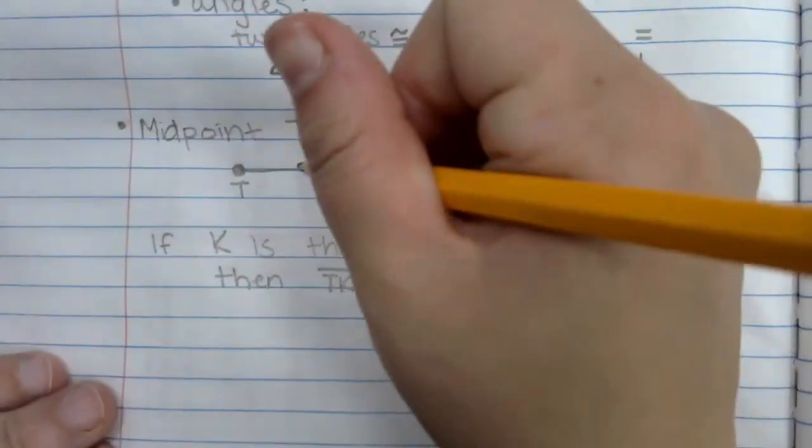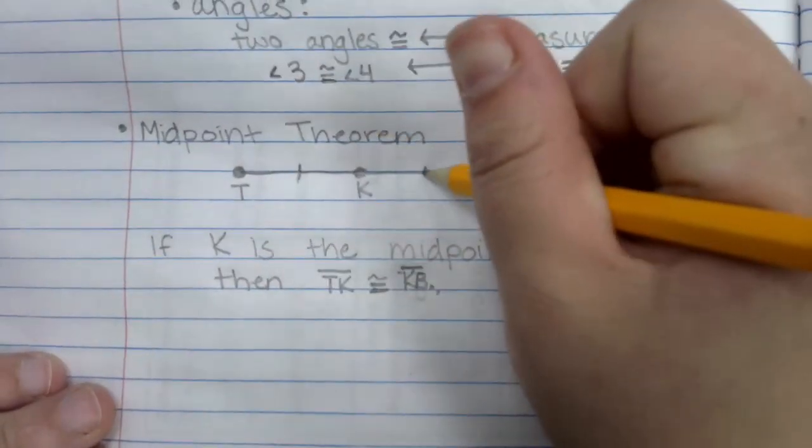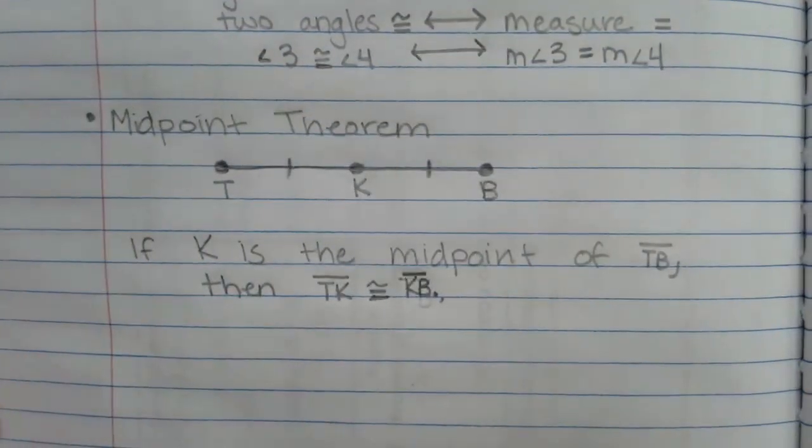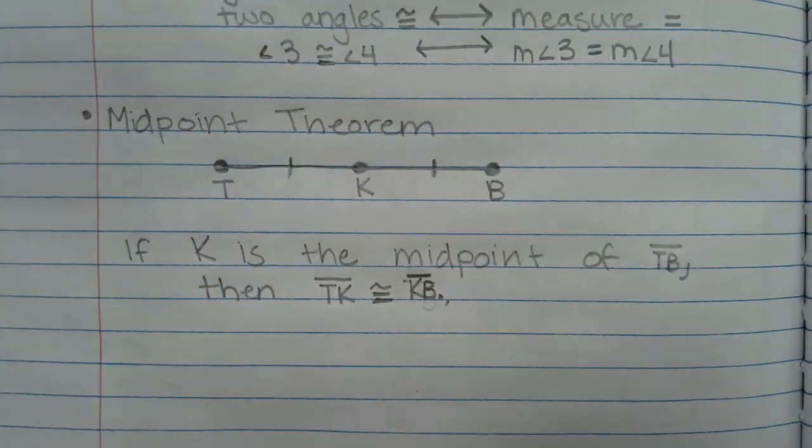Okay, and we can mark that with those congruent symbols there. Remember with those tick marks. You can do a tick mark there, tick mark here.